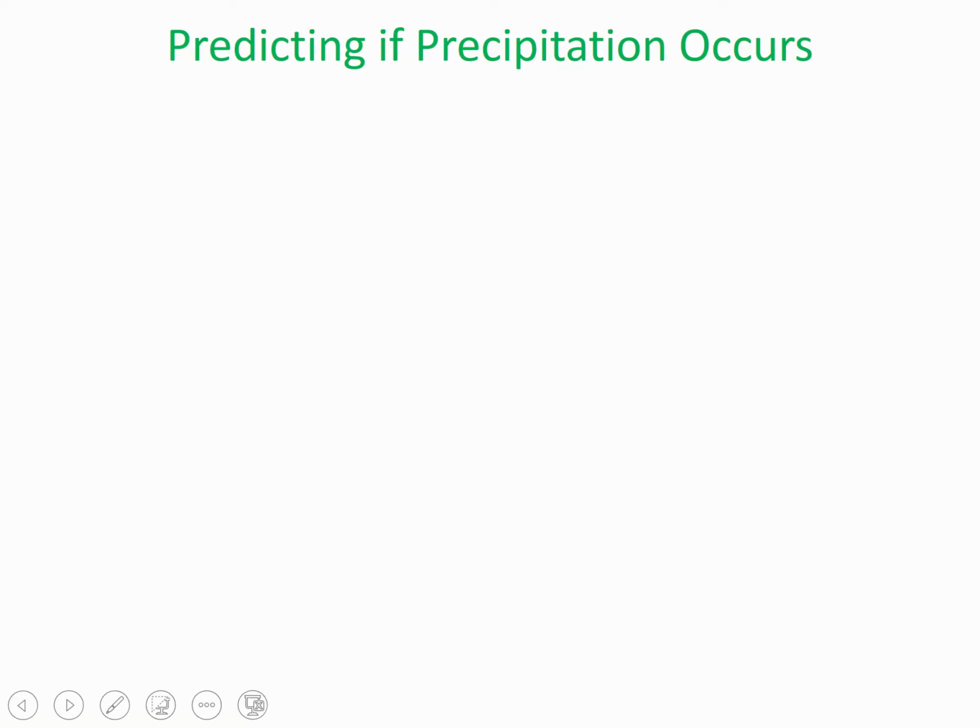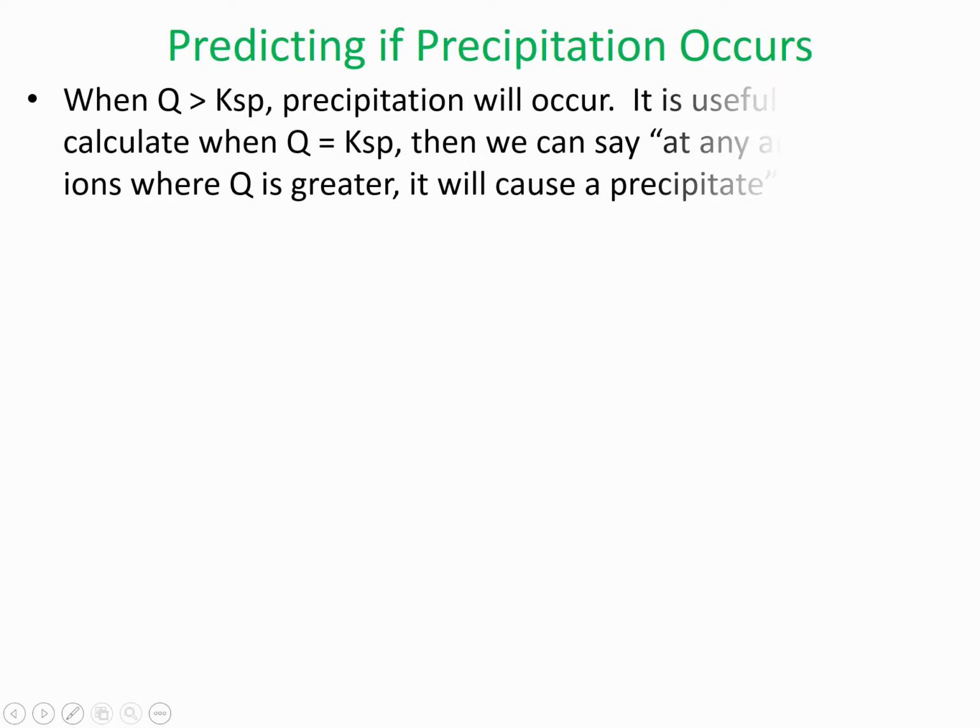In this video, we'll be looking to see when precipitation occurs, so if your solution has enough ions or not to cause a precipitation reaction. Precipitation will happen. This really goes back to an old topic, a general equilibrium topic, Q versus K.